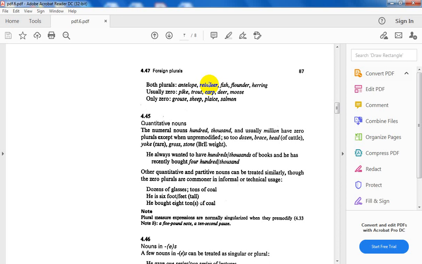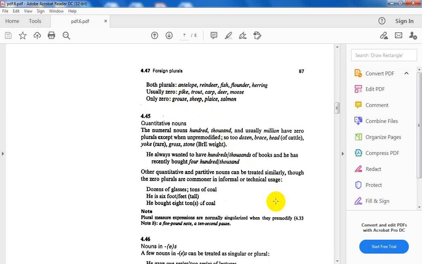Usually zero means they prefer or highly prefer to be zero: pike, trout, carp, deer, moose. Only zero, there is no discussion. Grouse, sheep, flies, salmon, they are all with zero plural.